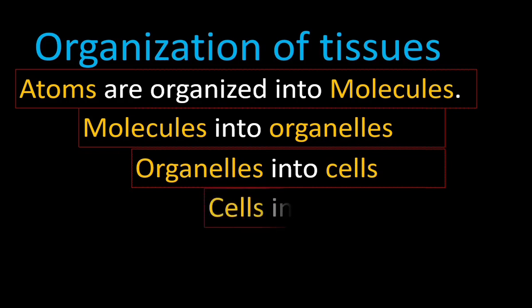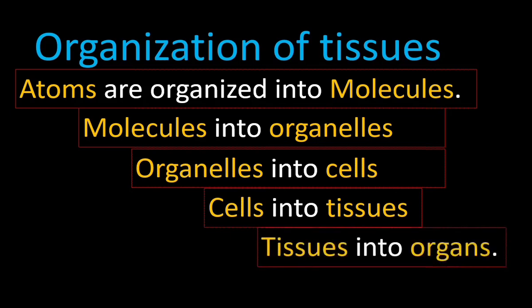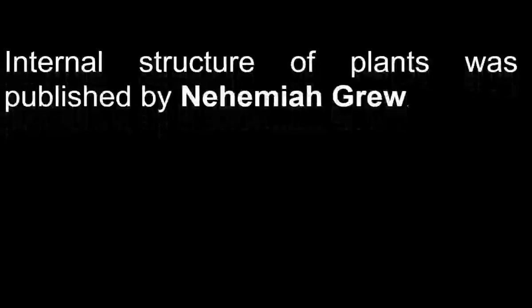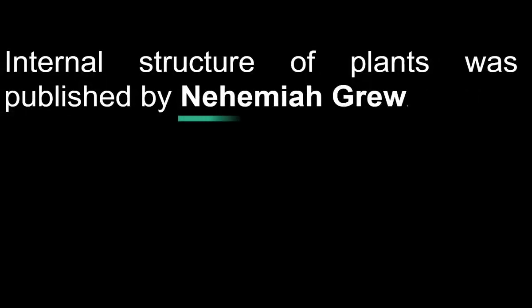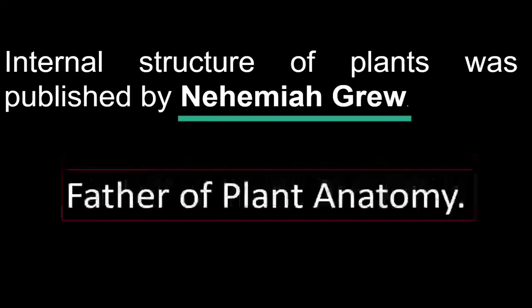Cells group together to form tissues. These tissues form organs such as root, stem, leaves. A root is made up of various tissues like parenchyma, collenchyma, sclerenchyma, xylem and phloem. These organs together form a plant body. Internal structure of plant was published by Nehemiah Grew. He is called as father of plant anatomy.